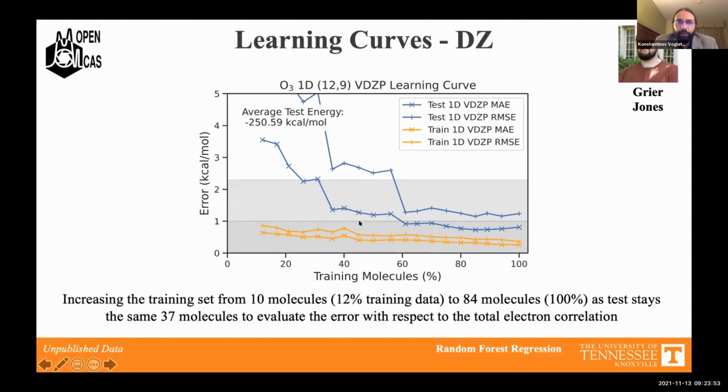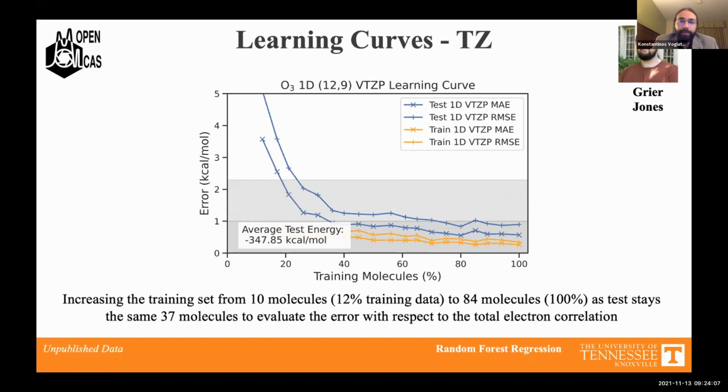With the double zeta, as you can see, with only 60% of the molecules, we have achieved a 1 kcal per mole error for a total test, for a total correlation energy of 250 kcal per mole. And if I go to a triple zeta, the agreement is even better. And the reason is that I have more excitations to do, and this gives me more data to utilize for this scheme.